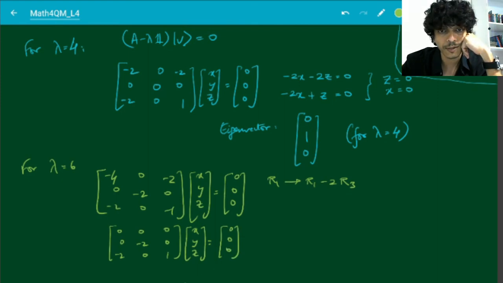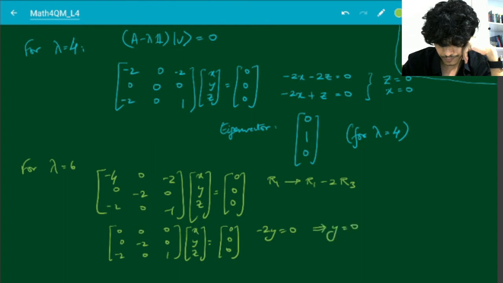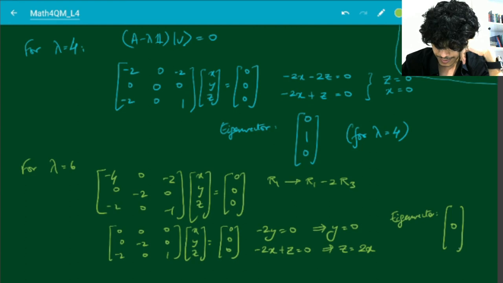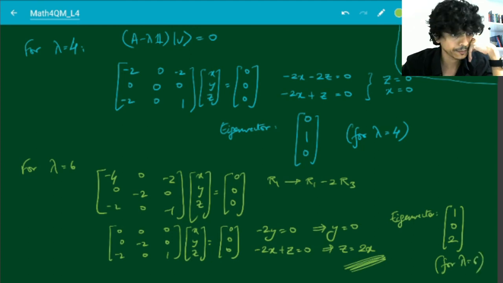So first row gives me 0 equal to 0. Second row gives me minus 2y is equal to 0, meaning that y should be 0. The third row gives me minus 2x plus z is equal to 0, meaning z is 2x. So now the eigenvector is: y is 0, as we've established, and z and x are related by the condition z should be 2 times x. So if I take x equal to 1, z has to be 2. So this is the eigenvector corresponding to lambda equal to 6.